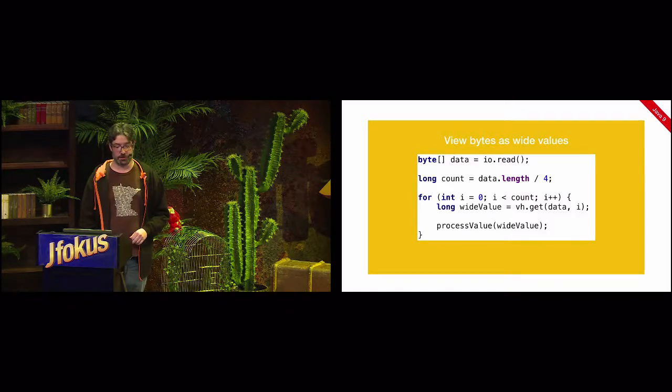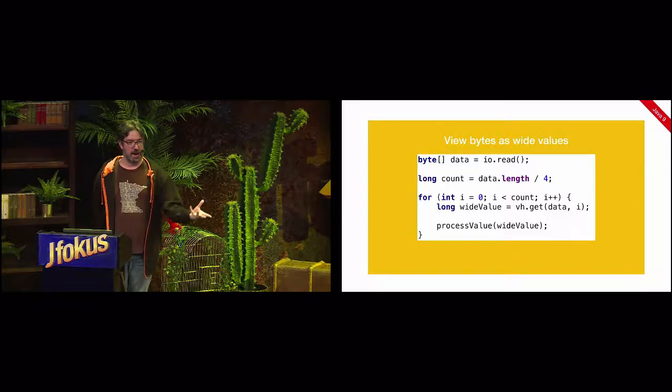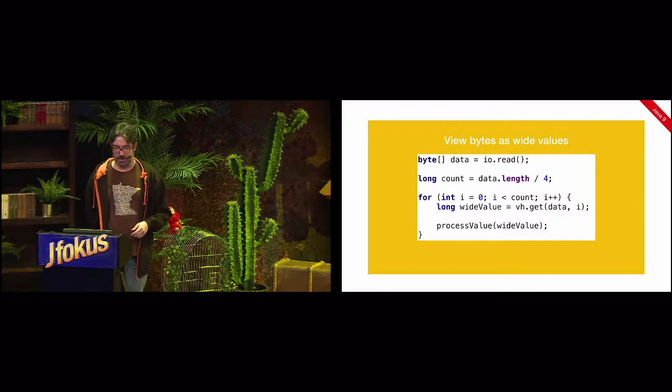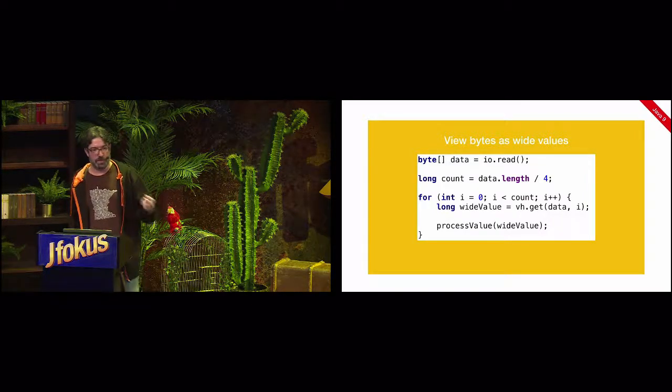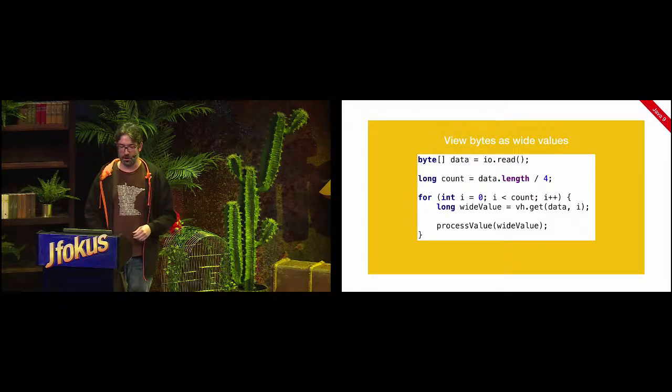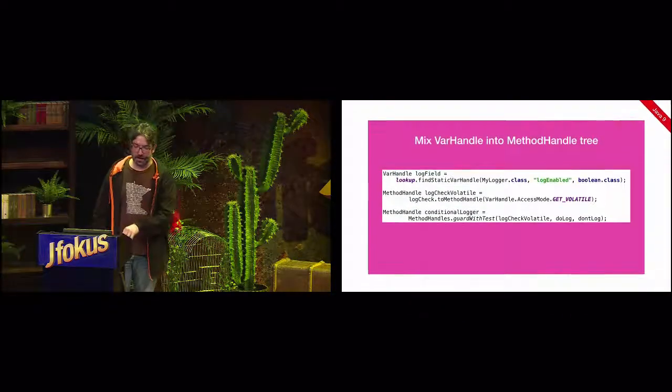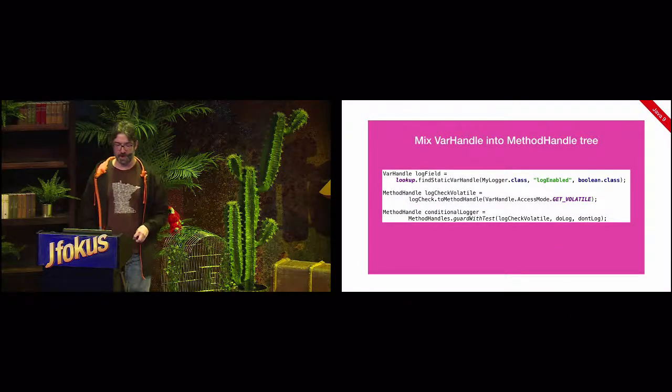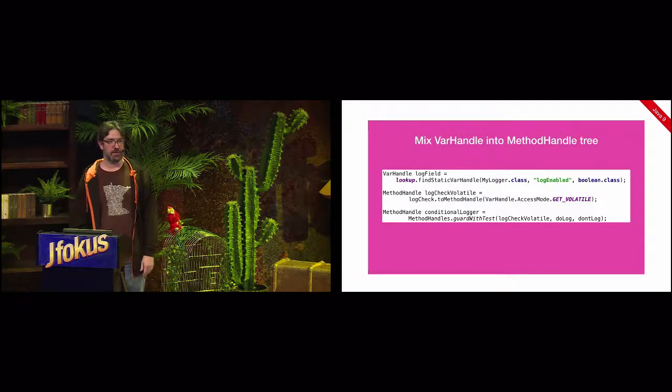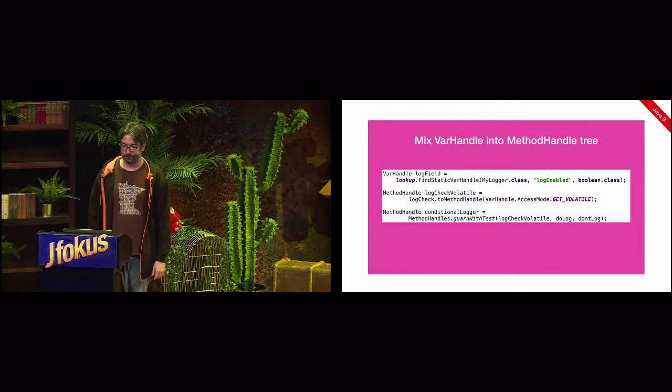And actually, that should be divided by 8 there. So we pull our byte array off of some I/O stream, and then we can actually read it as longs rather than reading it as individual bytes. 8 times less work of pulling bytes out of this and recombining them into longs. The VarHandle API does all that for us. And as I mentioned, you can mix the var handle into a method handle tree. Just varhandle.toMethodHandle and it mixes right back in. You can use it with all the other methods in your handle tree.